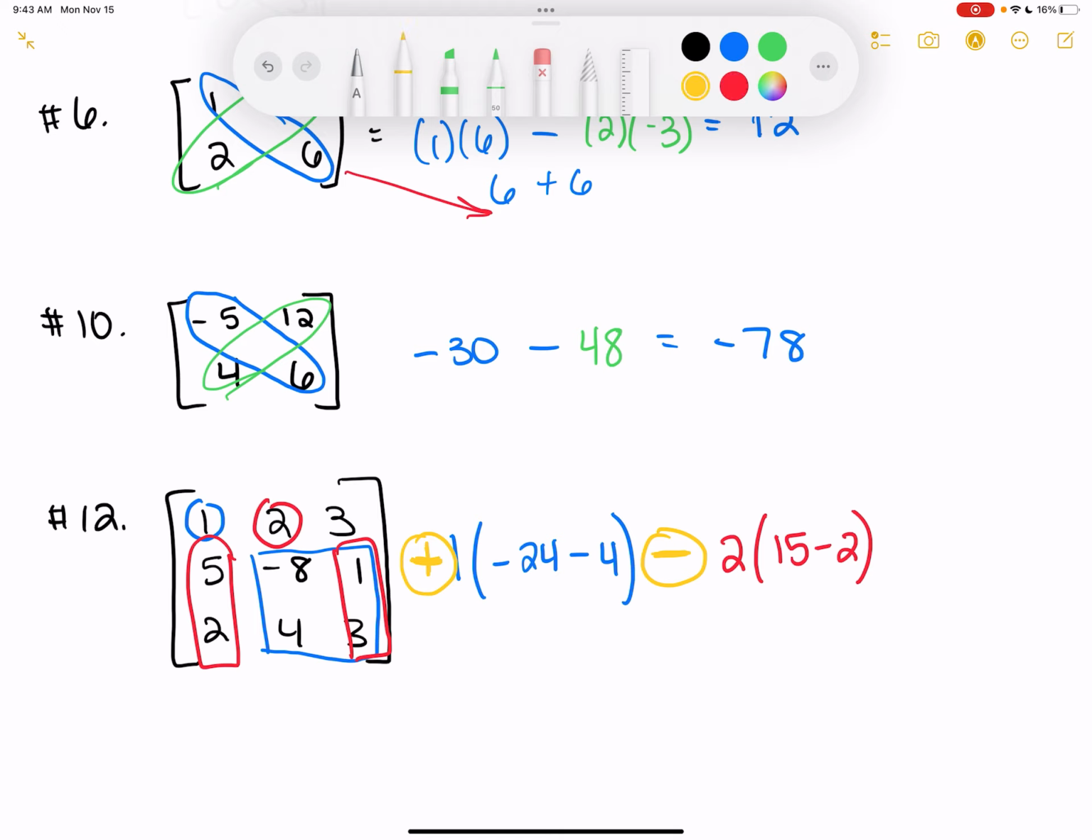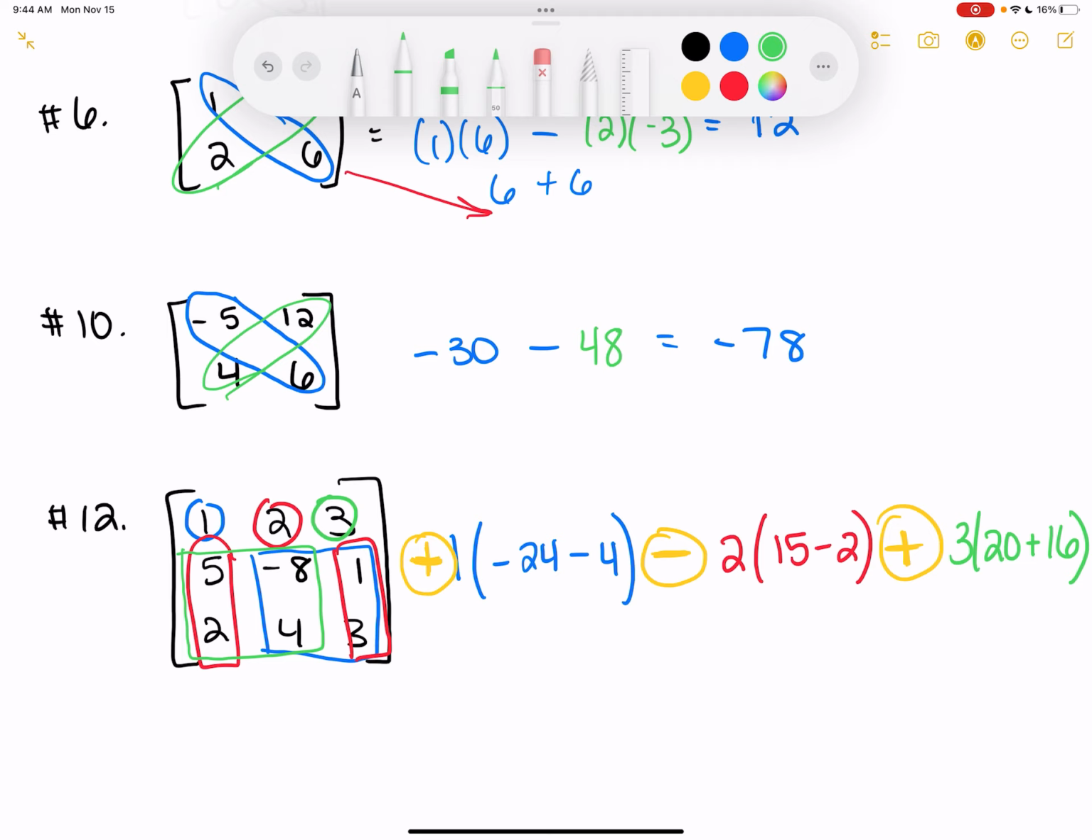Okay, and then the last one is going to be positive. So it's 3 times. Cover up everything in its column. We do the determinant of everything else left here. So 5 times 4 is 20, minus -8 times 2 is -16. So that's going to make that plus 16.